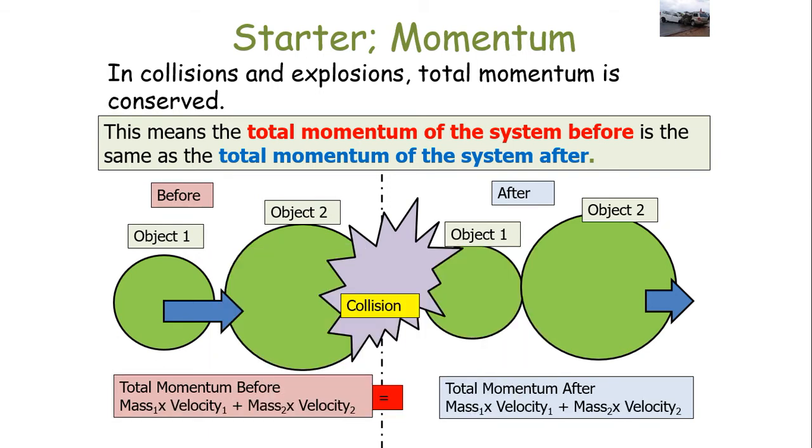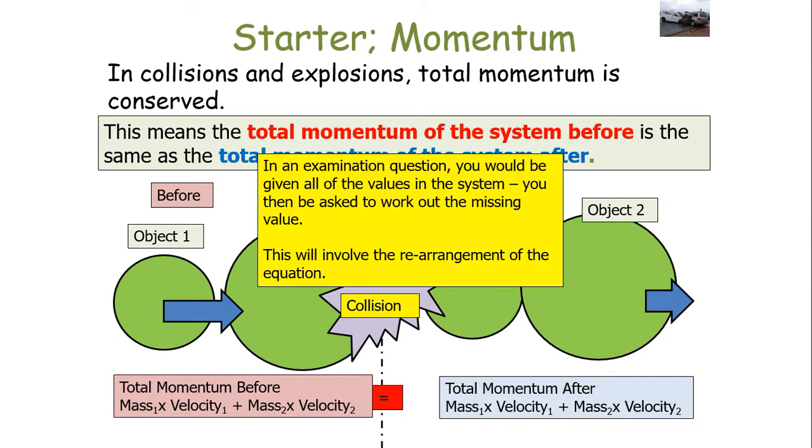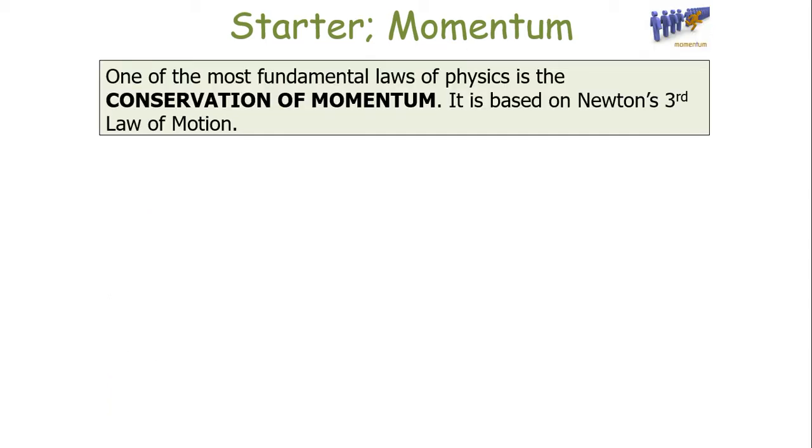So what that tells us is that whilst the individual objects have changed momentum, the overall total momentum has stayed the same. So we can actually expand on this equation, because previously we've looked at the equation for momentum, which is mass times velocity. So we can say the mass times velocity of object 1 before plus the mass times velocity of object 2 before must equal the mass times velocity of object 1 plus the mass times velocity of object 2 after the collision. Now in examination questions you'll be given all of the values in the system, the masses and the velocities, except for one, and then asked to work out that missing value. So that will involve the rearrangement of this particular equation.